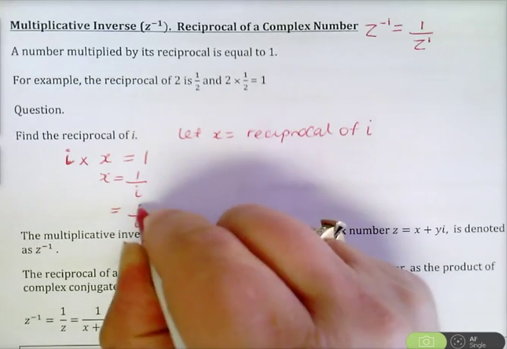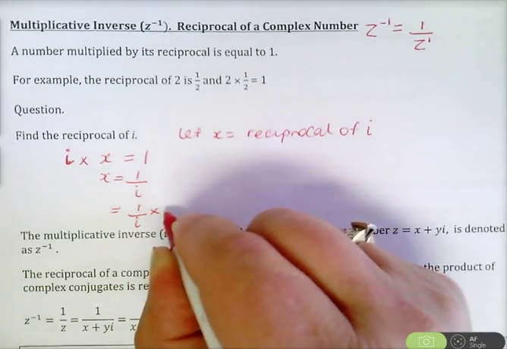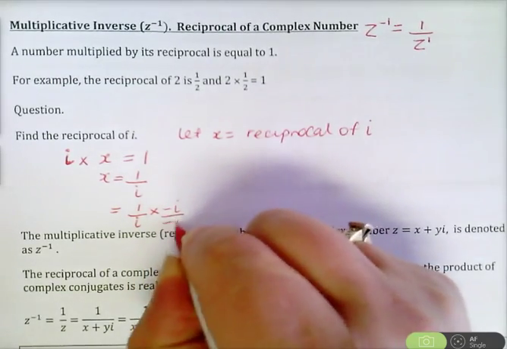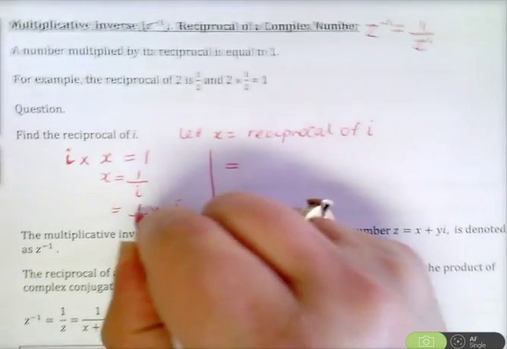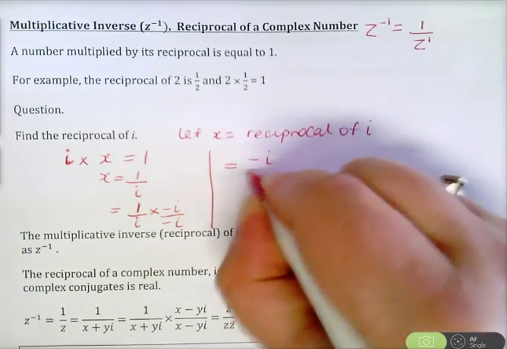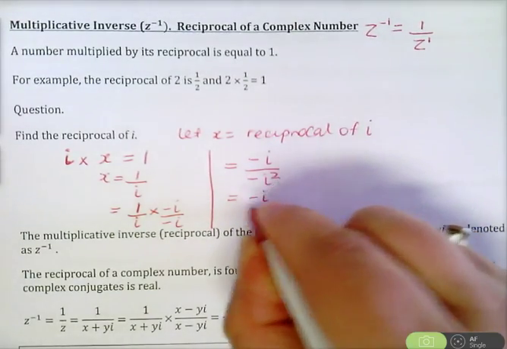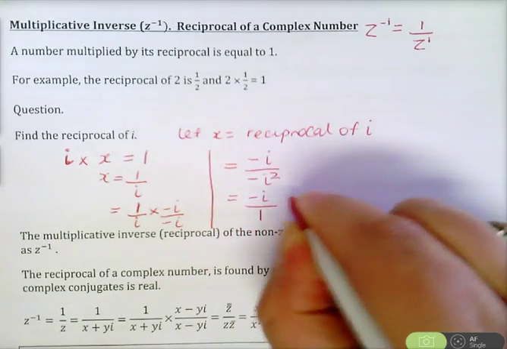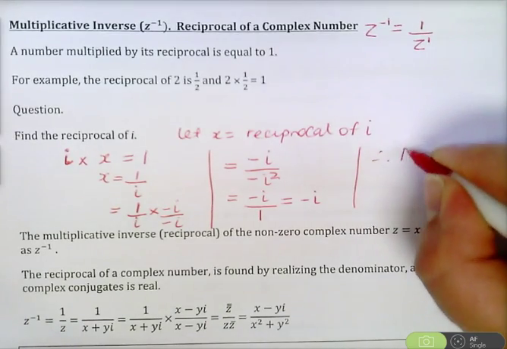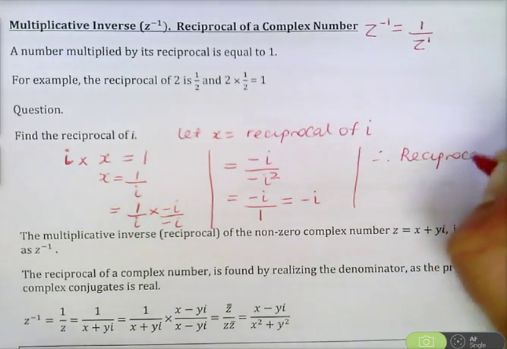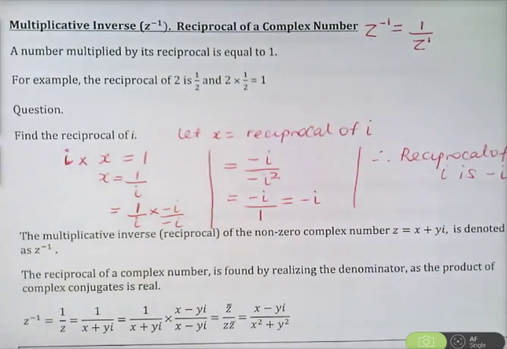So to do this division of 1 divided by i, we need to multiply by 0 minus i, which is just negative i, over 0 minus i, which is negative i again. Now that is equal to, remember this is a 1, so we've got negative i over negative i squared, which equals negative i over negative 1, which is positive 1, which is negative i. So therefore, the reciprocal of i is negative i.